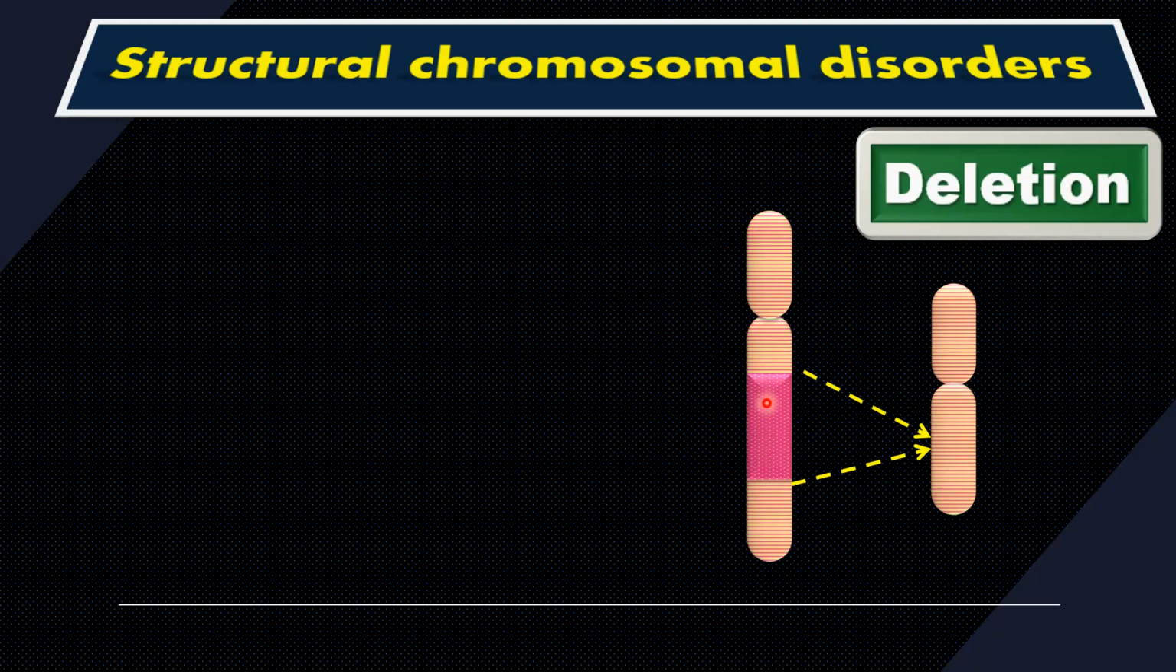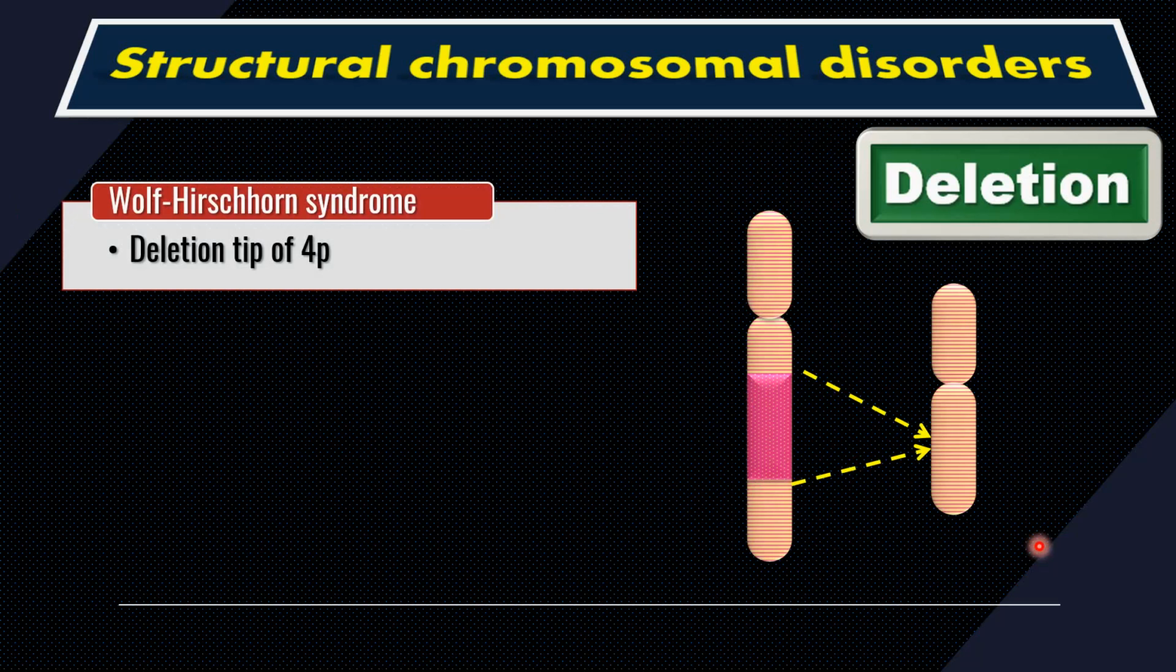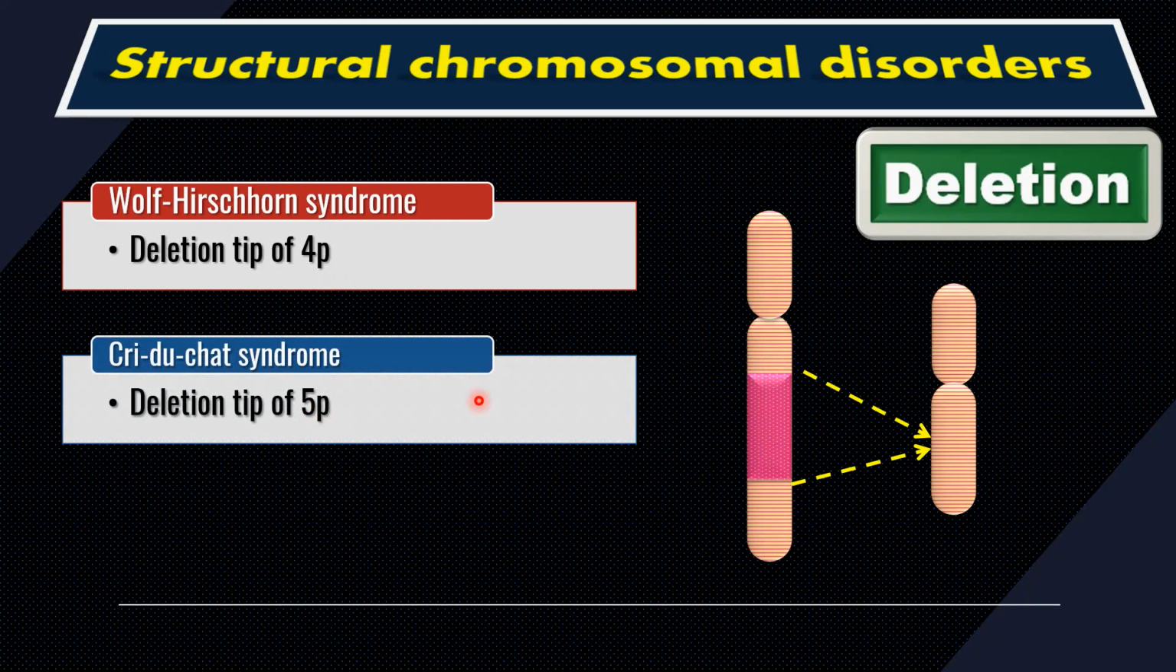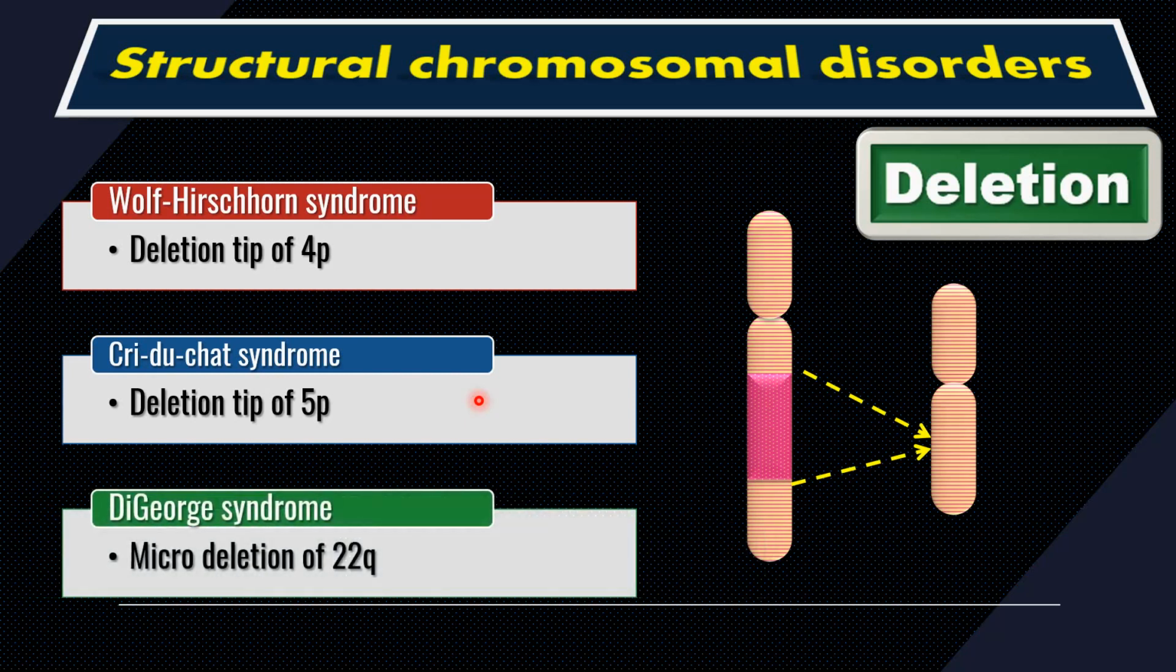It could be in the short arm or in the long arm, the P arm or Q arm. Examples of deletion chromosomal disorders: one is Wolff-Hirschhorn syndrome, where in chromosome 4, the short arm, there is deletion of a few genes. Here I have written 4 meaning chromosome number 4, P meaning short arm. Some genes are deleted towards the end of the short arm. Another example is Cri-du-chat syndrome. Here in chromosome 5, the short arm, there is a deletion of a small portion of the chromosome. Another example is DiGeorge syndrome, where in the long arm, there is a microdeletion in chromosome 22. These are three examples of deletion structural chromosomal disorders: Wolff-Hirschhorn syndrome, Cri-du-chat syndrome, and DiGeorge syndrome.